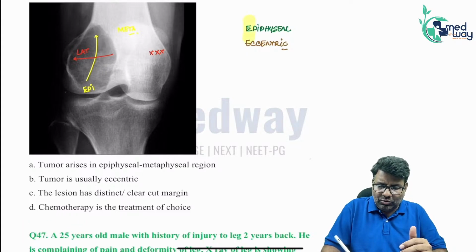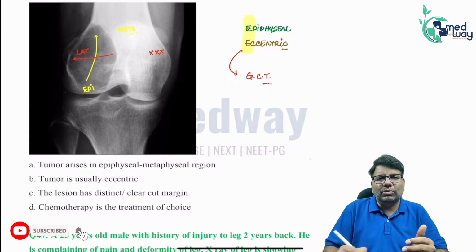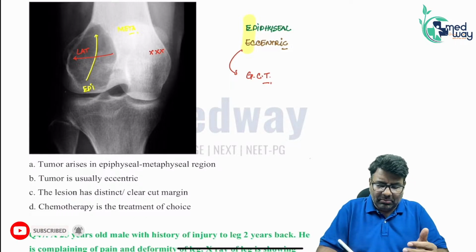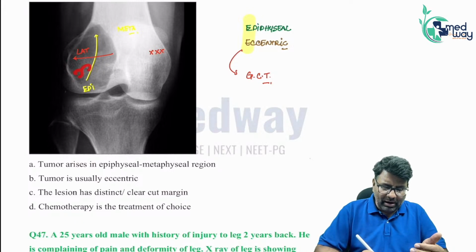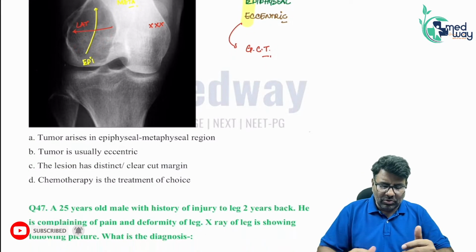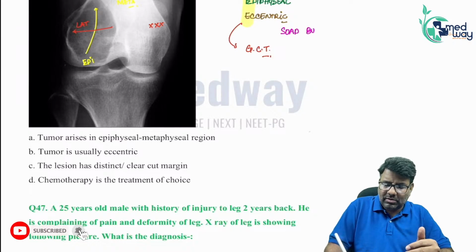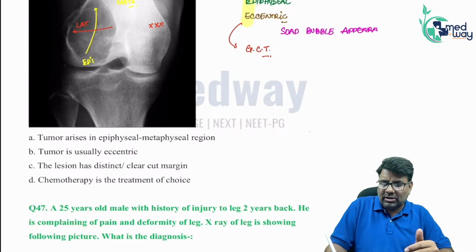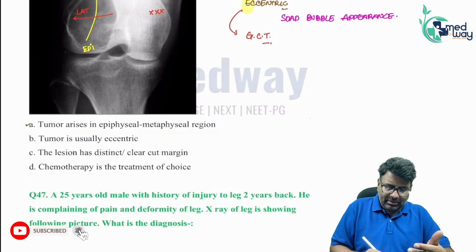So the moment you find these two E's, you can think of giant cell tumor, right? And in a much nicer case, you can easily see the soap bubble appearance. So you can see soap bubble appearance as well in X-rays. So the moment you find this epiphyseal, eccentric, and classically, if you can document the soap bubble appearance, it is very easy for you to label it as a case of giant cell tumor or osteoclastoma. So option A is absolutely right.